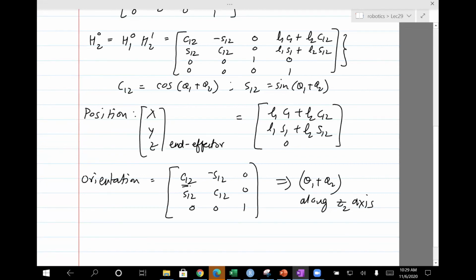So this is the complete setup going from scratch to deriving the DH parameters to getting the position and orientation. The hardest part was actually getting the DH table. Once you know the DH table, the rest is pretty much algorithmic. It's very easy.